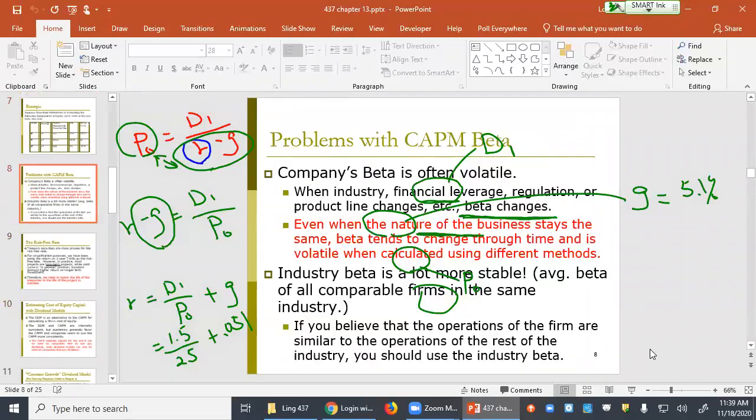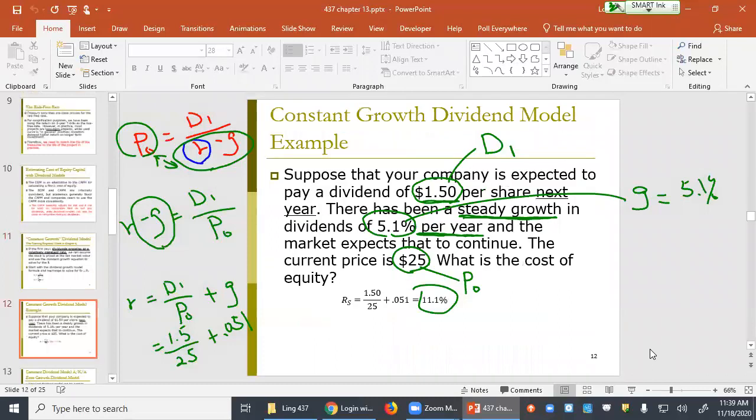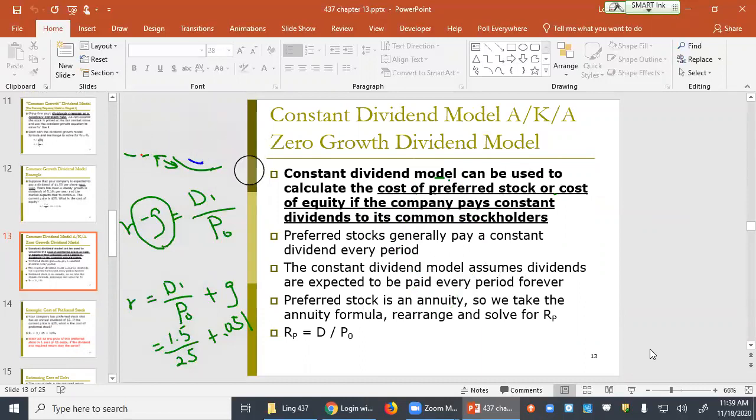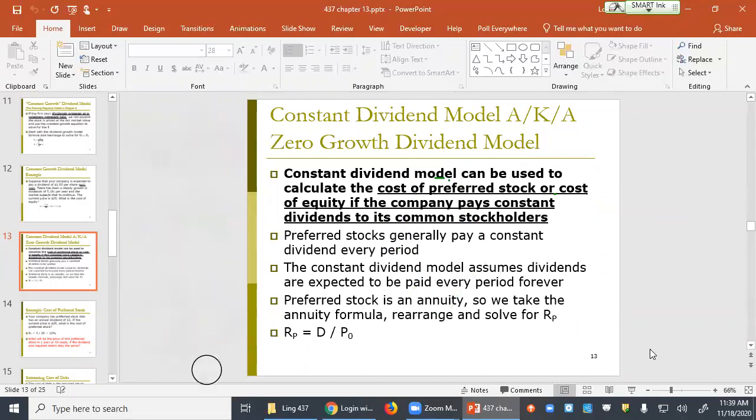Okay, so where are we? Okay, there we go. That's slide number 12. So let's continue. What if we don't have a constant growth scenario? What if we have a zero growth scenario? Then that's actually easier, okay?